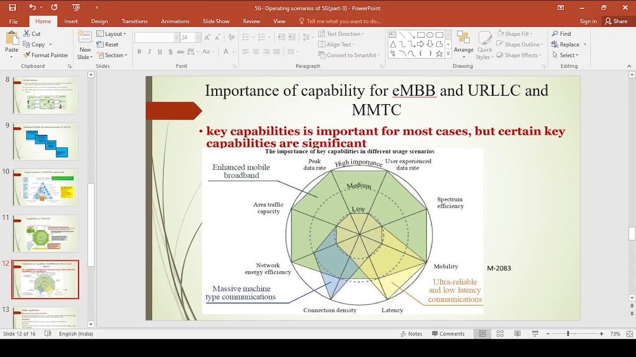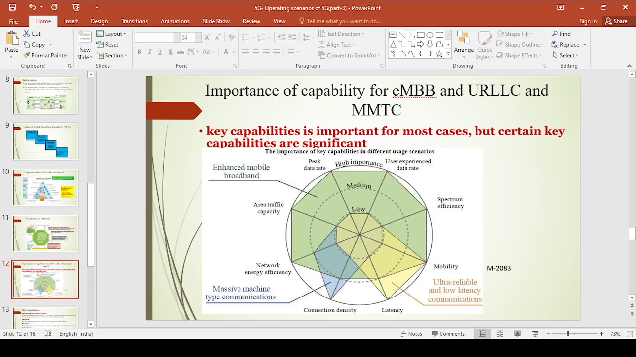Now if you see this particular figure, these are the key capabilities that are important for most cases, but certain things are significant. This blue color is the parameters that are supported by the massive machine type communication scenario, and this light pink is supported by the ultra reliable low latency communication, and this somewhat green color is supported by the enhanced mobile broadband, right? Now the usage scenarios of enhanced mobile broadband require the parameters of network energy efficiency, area traffic capacity, peak data rate, user experience data rate, spectrum efficiency, and mobility. These are the parameters required for the usage scenarios under enhanced mobile broadband, right?